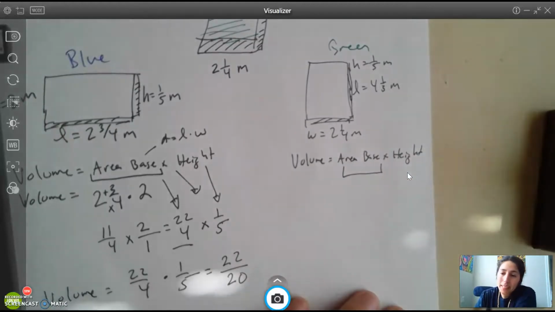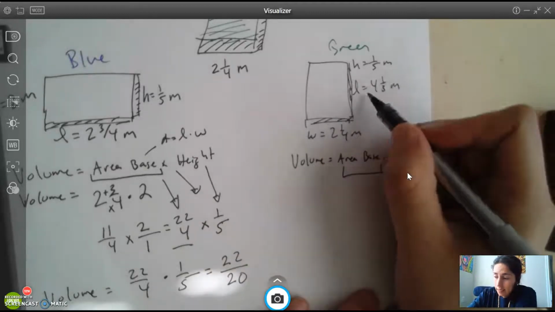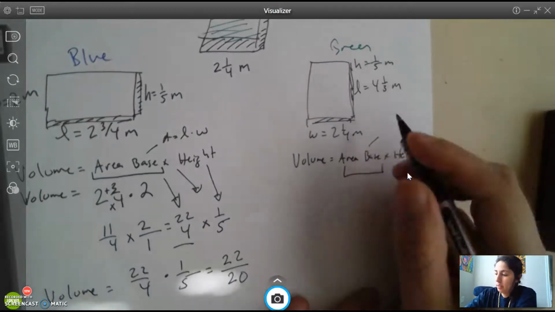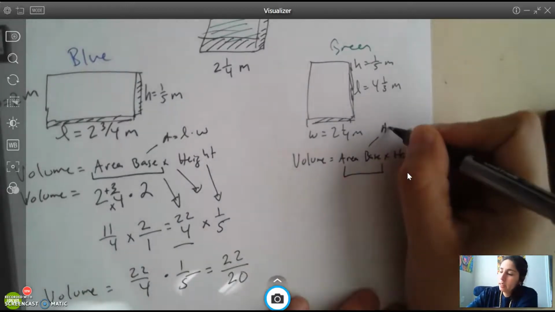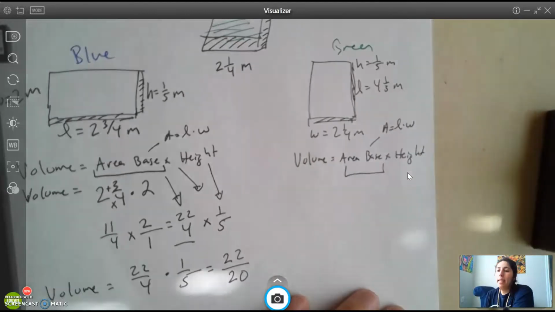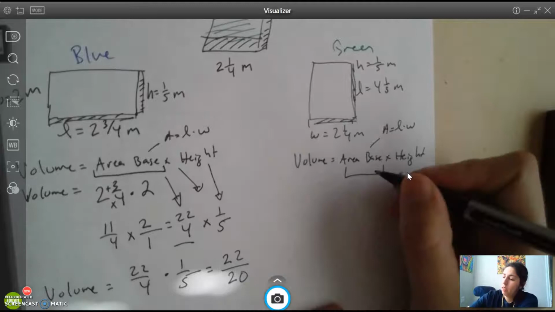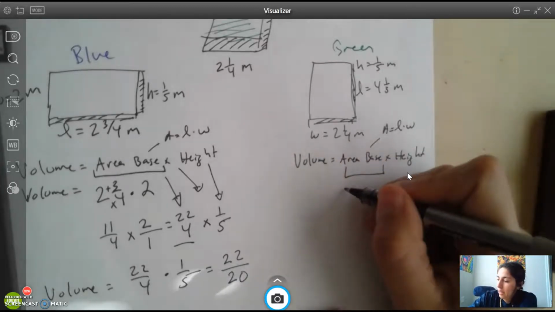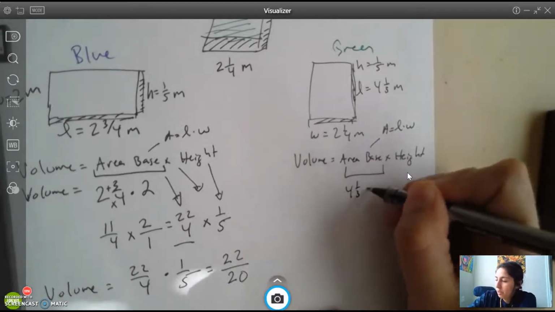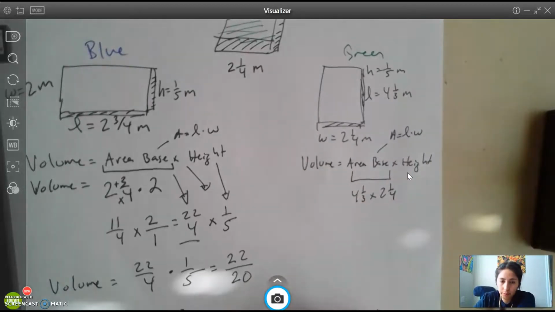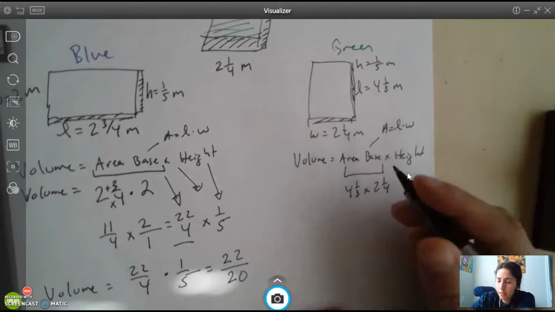Area of the base, area, so it's not one of these numbers. Length, width, and height. I have to find it. I have to calculate it. This is a rectangular base, so I'm using the area for a rectangular shape. Length times width. Alright, so looking at my numbers, I have a length of 4 1/3 times my width 2 1/4. Okay, let's figure out the area of the base first.